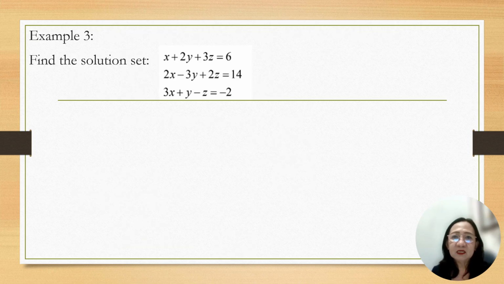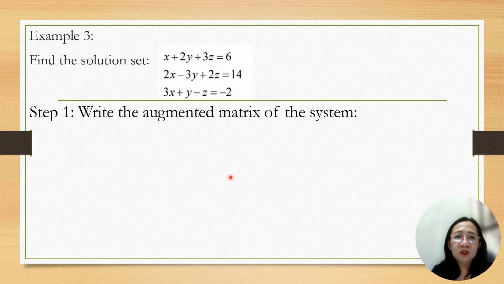Now, let us take a look at our example number 3. Find the solution set of the first equation, x plus 2y plus 3z is equal to 6, 2x minus 3y plus 2z is equal to 14, and 3x plus y minus z is equal to negative 2. So, we're going to apply step number 1: write the augmented matrix of the system.